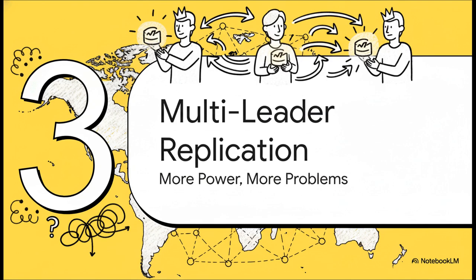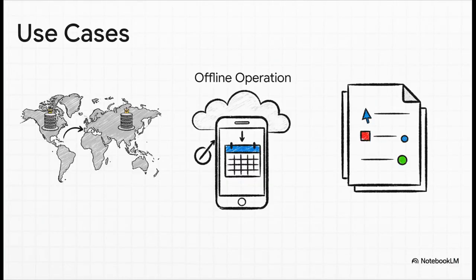Let's see how that works. So with this setup, you might have a leader in each data center. So one in Europe, one in North America, you get the idea. This is perfect for huge global operations. It's also great for apps that have to work offline, like your calendar app on your phone. And it's actually the secret sauce behind things like Google Docs, where everyone can edit at once. But all this extra power comes with a really big, new challenge.